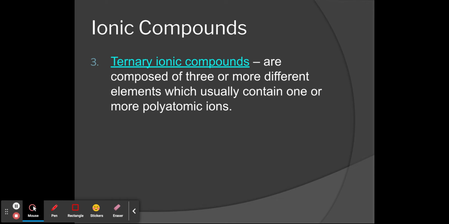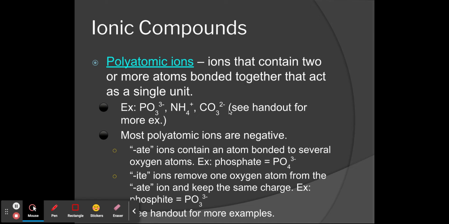Discussing ternary ionic compounds, which are composed of 3 or more different elements, which usually contain 1 or more polyatomic ions. Polyatomic ions are ions that contain 2 or more atoms bonded together that act as a single unit. So, for example, PO3 3-, NH4+, and CO3 2-.